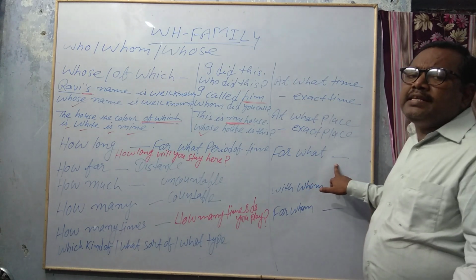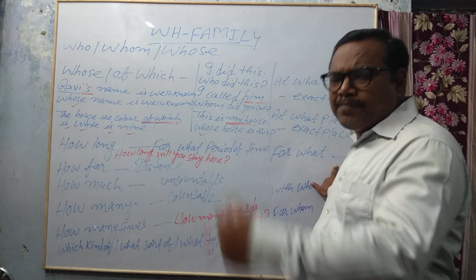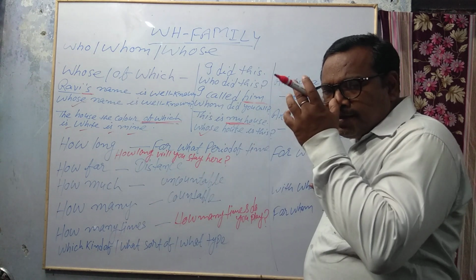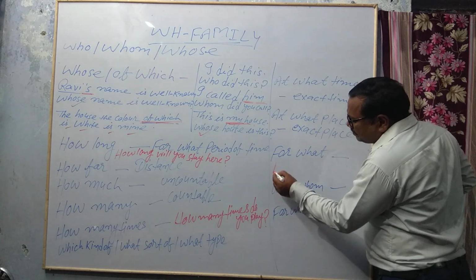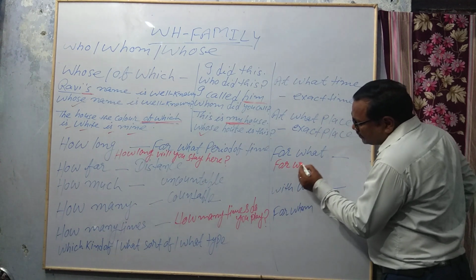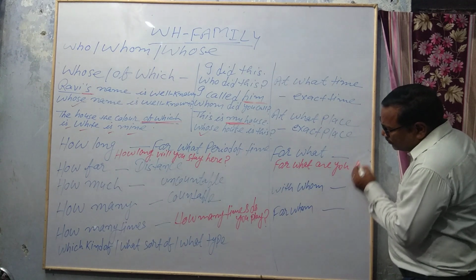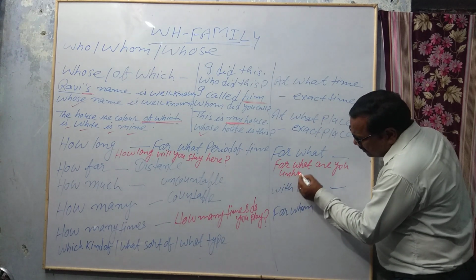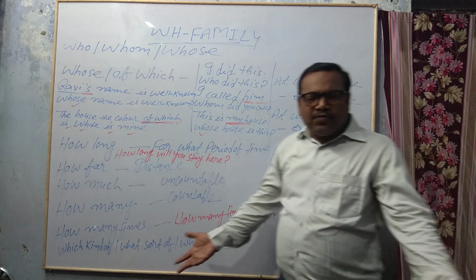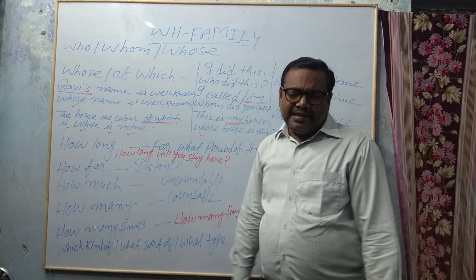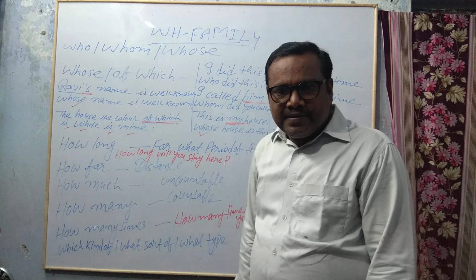Next, for what, किस लिए. For what do you go to market, किस लिए आप मार्केट जाते हो. For what are you unhappy, किस लिए आप unhappy हो. For what are you unhappy? For what, किस लिए. For what are you crying, किस लिए आप चिल्ला रहे हो.